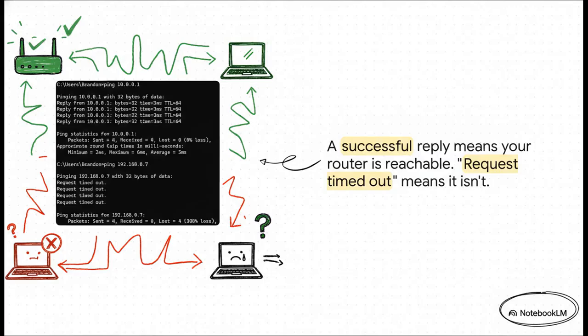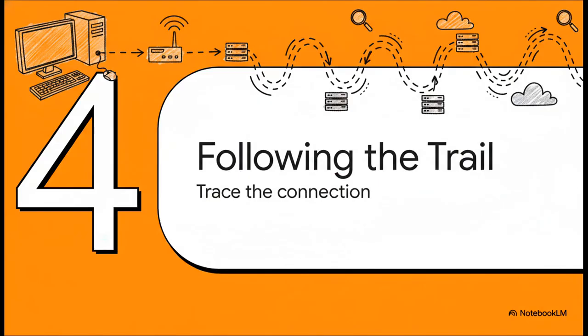And this shows you the two possible outcomes perfectly. If you get replies back, like you see in that top example, that means your computer and router are chatting away happily. Case closed on the local network. But if you see requests timed out, the trail's gone cold. The router isn't answering. The problem is right there, inside your house. Okay, so our computer's good and it can talk to our router. This means the problem has to be somewhere out there, on the big, wide internet.